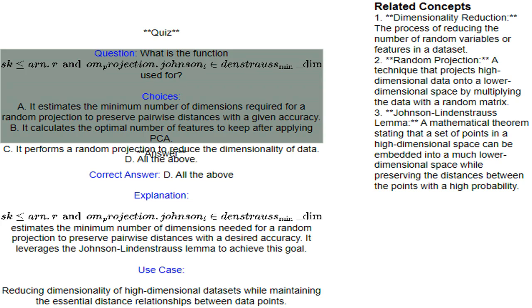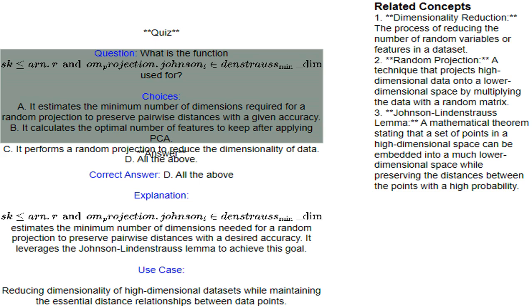Correct answer: D. All the above. Explanation: sklearn.random_projection.johnson_lindenstrauss_min_dim estimates the minimum number of dimensions needed for a random projection to preserve pairwise distances with a desired accuracy. It leverages the Johnson-Lindenstrauss lemma to achieve this goal.